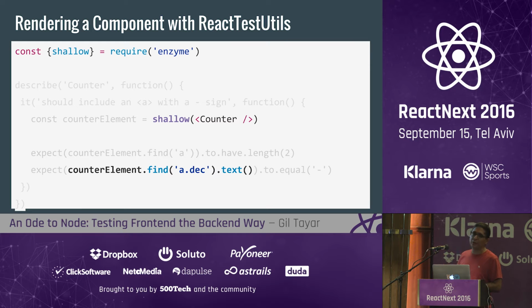And it has a renderer which just calls ReactTestUtils. It's called Shallow. And what it returns is not a React element, but a wrapper around a React element, which gives a nice jQuery-like interface to the React element. So I can do element.find a.dec, which is the A with a class of decrease in the code, and just access its text. So this is really, really nice to test shallow rendering.